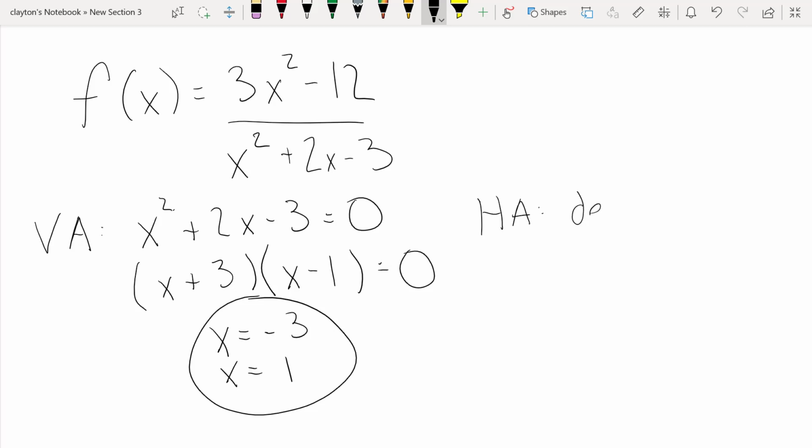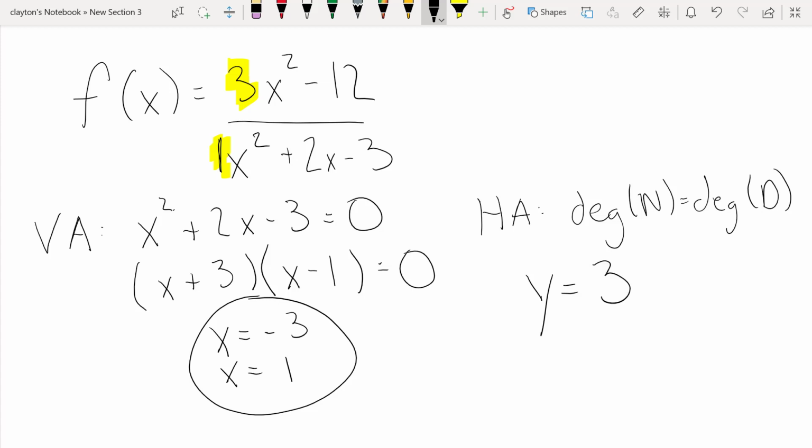As far as our horizontal asymptote, notice that this is the same case as last time. The degree in my numerator is equal to the degree in my denominator. They're both degree 2 here. And if I have this case, I take the coefficients. There's a 3 there, there's an arbitrary 1 here. So we have 3 over 1. So my horizontal asymptote is just going to be 3. So I have two vertical asymptotes, I have one horizontal asymptote.